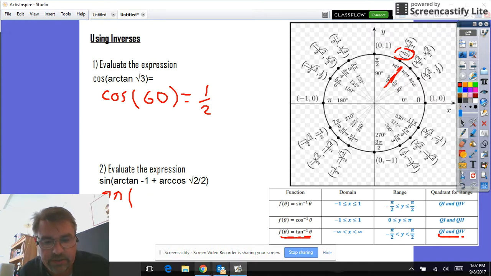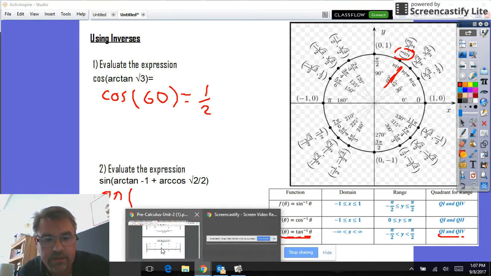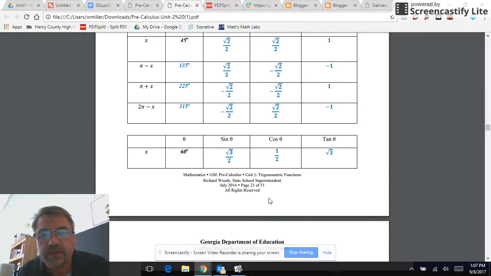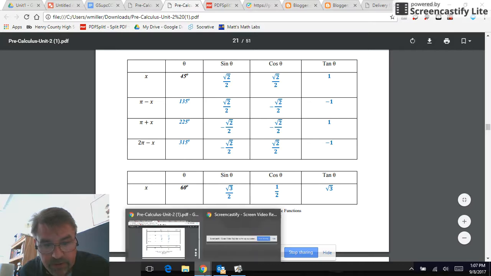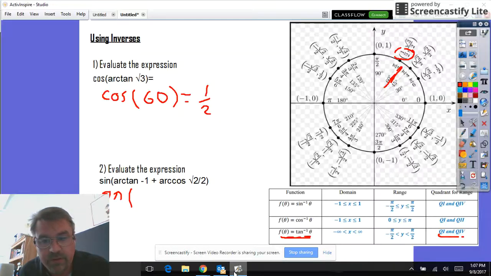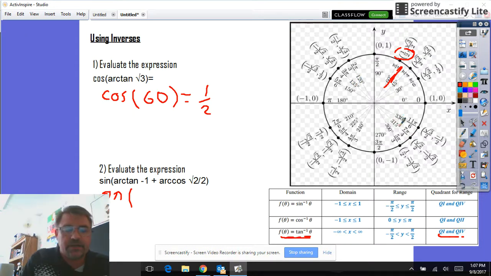So let's go to our table and check that out. Back at our table here, here's our tangent column. Here's our -1s. We've got 135 and 315. Now, which one of those do we use? Well, we'll go back to our limited domain again. Remember, tangent is limited to first and fourth quadrant. 135 is not in there, so we want to use the 315.